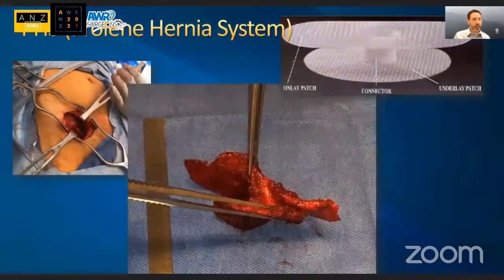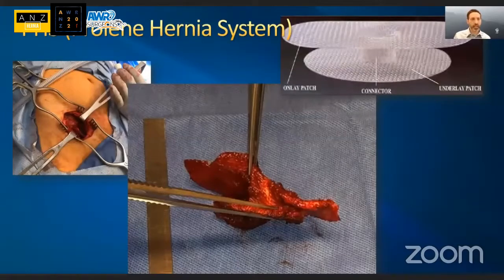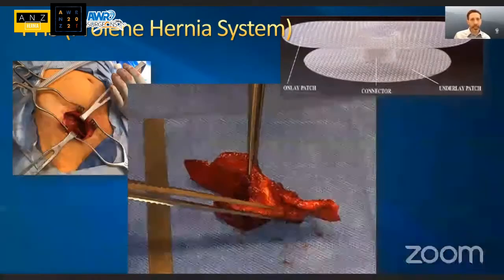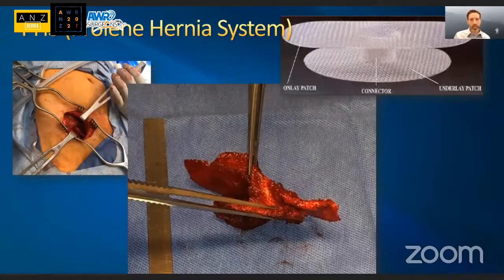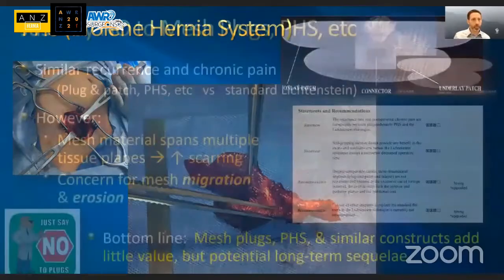Also, 3-dimensional structures like the Prolene hernia system. And I don't want to confuse 3-dimensional mesh like the PHS with things like 3D Max. 3D Max is just a contoured flat sheet, not the same thing as a 3-dimensional structure that spans multiple tissue planes like the PHS and plugs. So the PHS is a bilaminar mesh, and the problem with PHS is you've occupied 2 different tissue planes, both anterior and posterior tissue planes have been burned with this, as well as with a tubular structure that spans the mesh. And this can also result in significant chronic pain.